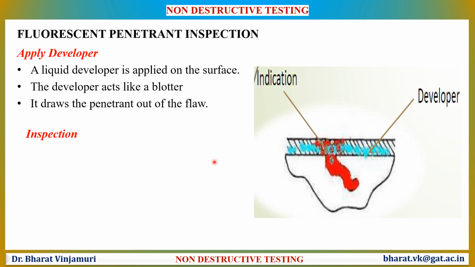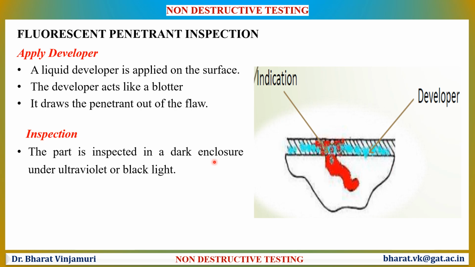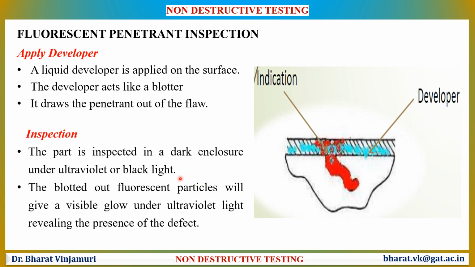Later, the part is carefully inspected in a dark enclosure under ultraviolet or black light. The blotted out fluorescent particles will give a visible glow under ultraviolet light, revealing the presence of a defect.